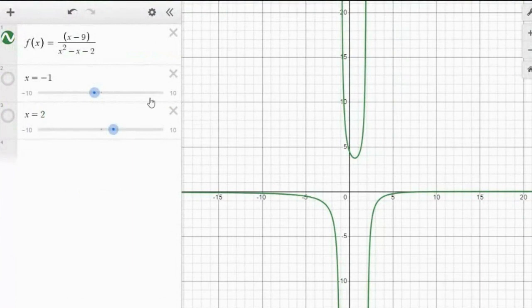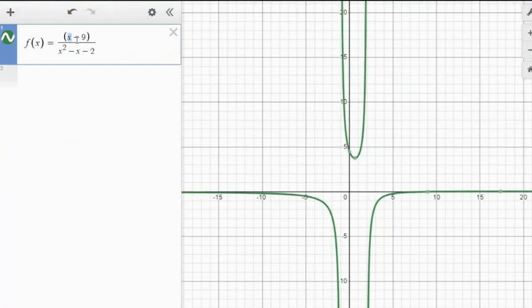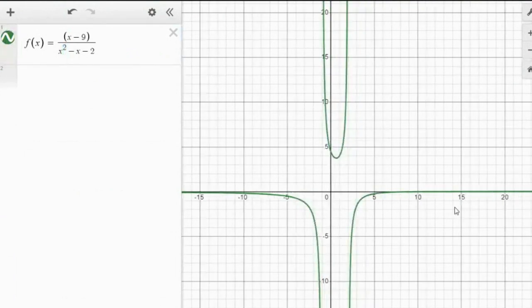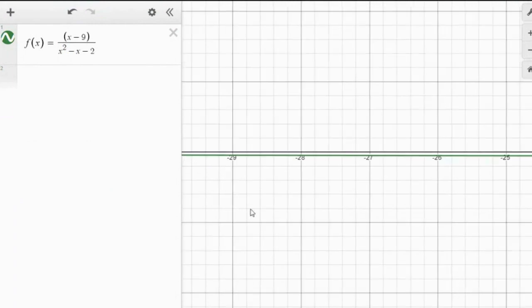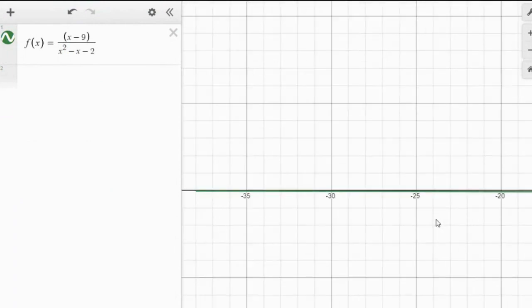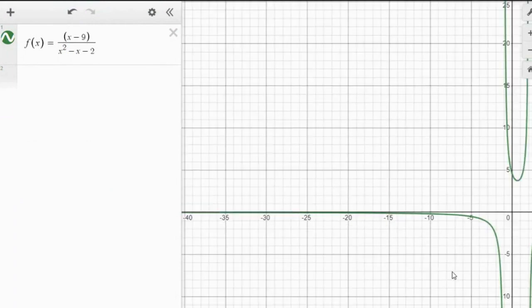Let's see. The one that we already had in place here. This is a first degree numerator, a second degree denominator. And look, there is a horizontal asymptote at y equals 0. See that? It gets closer and closer. There is a horizontal asymptote at y equals 0.